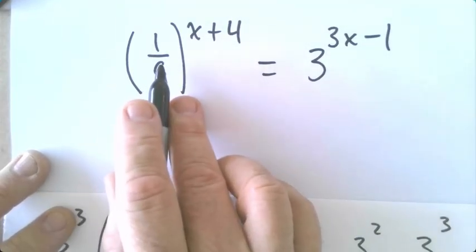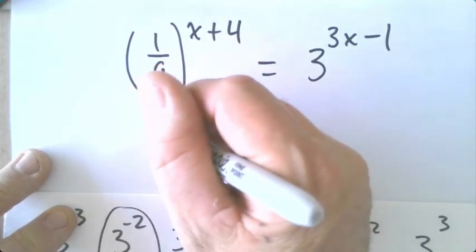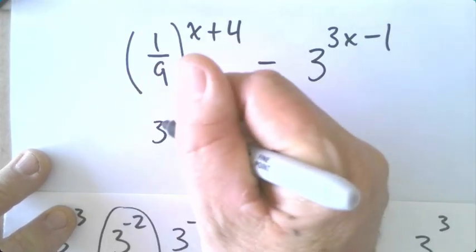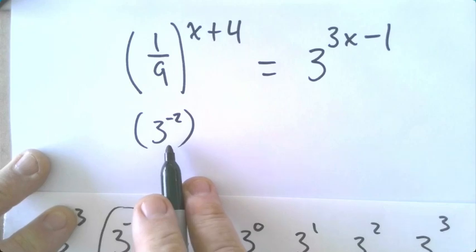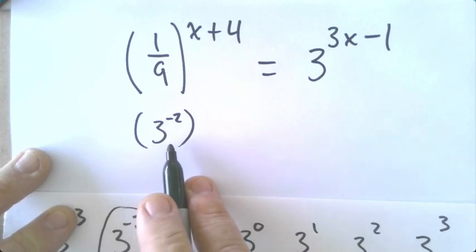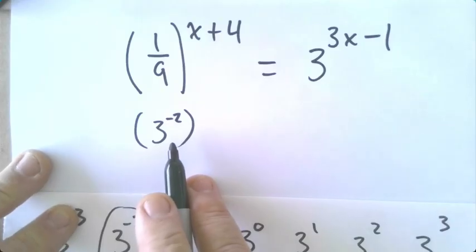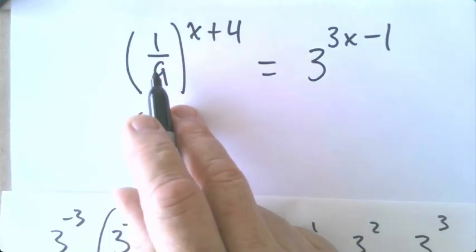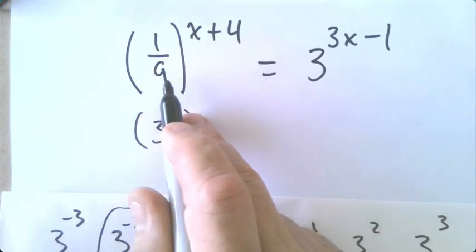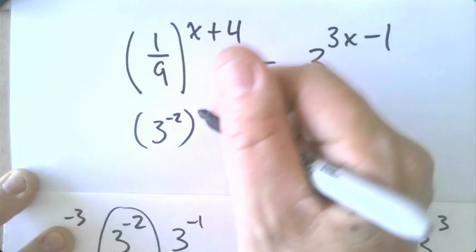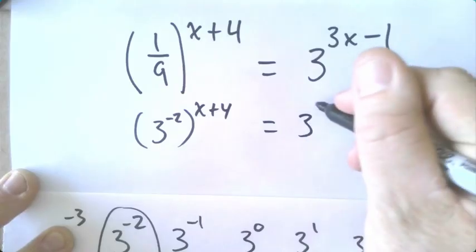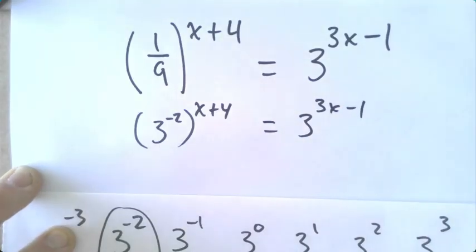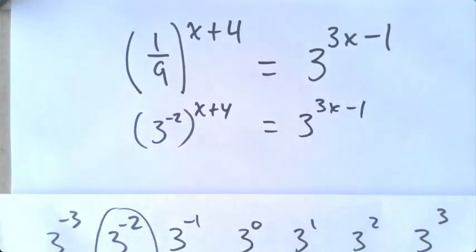Can you get that door? Notice when I write this down, this is 3 to the negative second. What I just wrote on my paper is exactly the same as what I have above it. There's no difference at all. Then I'm going to continue and write 3 to the x plus 4 power equals 3 to the 3x minus 1.